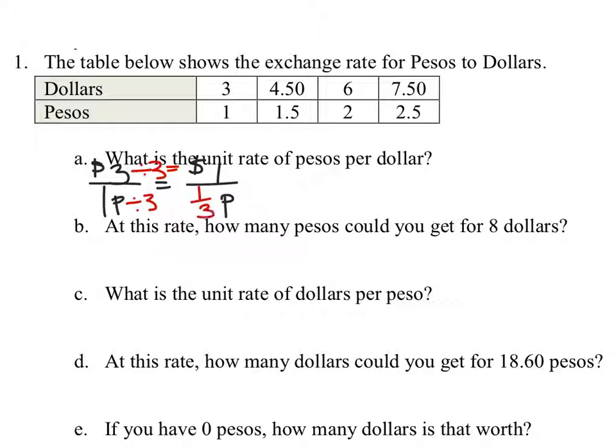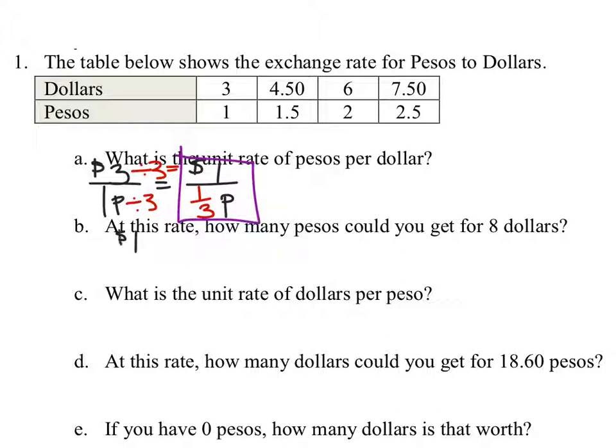I would keep this as a fraction. You could use the decimal if you wanted, 0.3 repeating, and it would be the same. But this is the unit rate of pesos for $1. So at this rate, how many pesos could you get for $8?